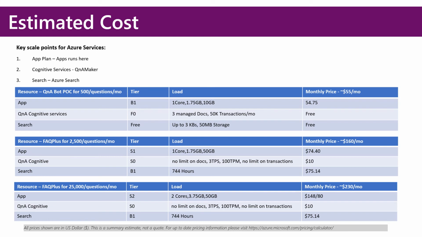The first is a POC, which would support 500 questions per month, and that comes in at about $55 per month of Azure spend. The second model is for a smaller deployment that would support 2,500 questions per month, and as you can see, monthly price is roughly $160 per month. The final model is for a larger deployment that supports 25,000 questions per month and comes in around $230 per month. Please contact your local Microsoft account team for guidance on pricing Azure resources.